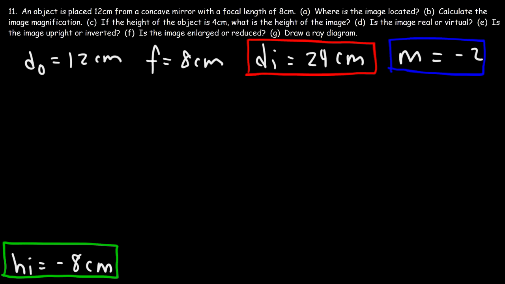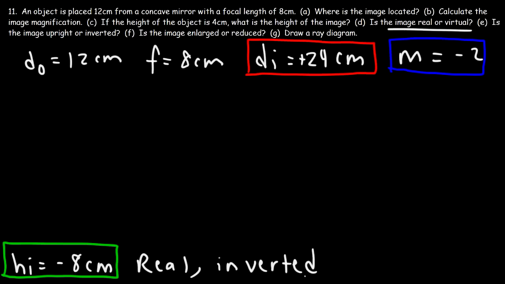So part D, is the image real or virtual? What would you say? The fact that DI is positive tells us that the image is real for a concave mirror. Now what about E? Is the image upright or inverted? The fact that HI is negative tells us that the image is inverted. If HI was positive, the image would be upright.